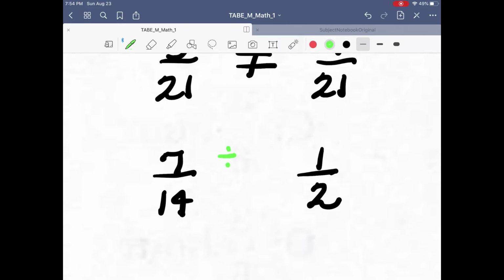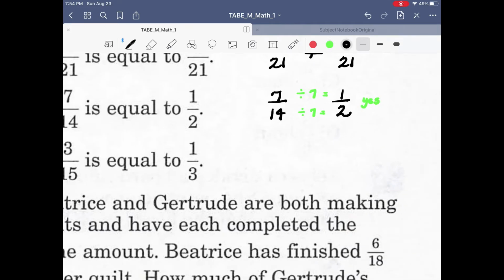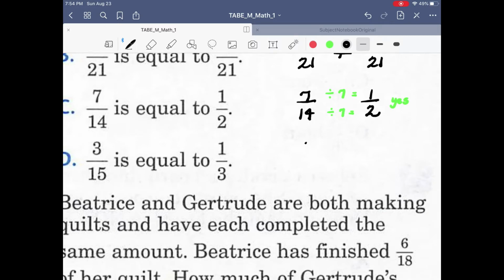Well, let's see what we've got. This time we're breaking down. We're going to smaller numbers. So 7 divided by itself is 1. And 14 divided by 7 is 2. I like that one. But let's check the last one just to be safe.